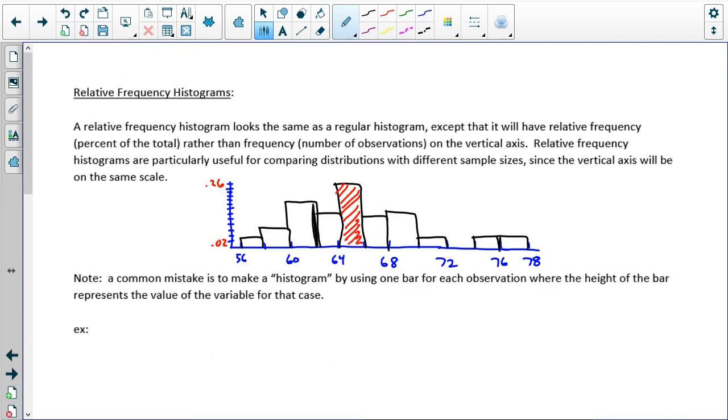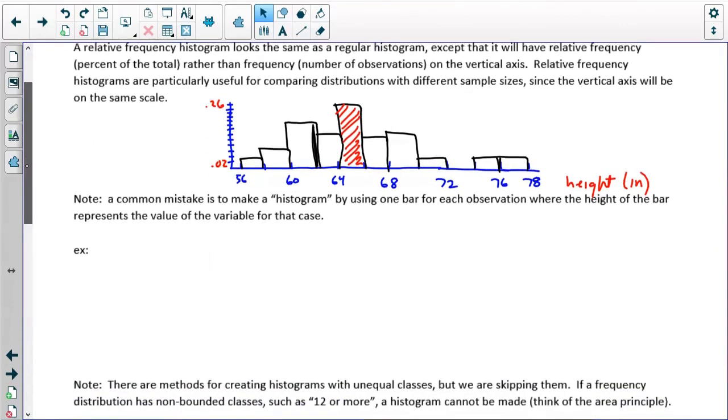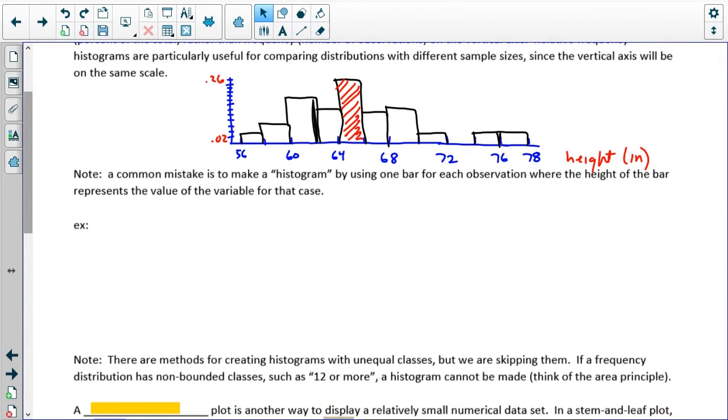Just another reminder, you might want to put heights in inches on the bottom because you should label things. But I kind of forgot. So I hope you don't forget on the quiz or the test.